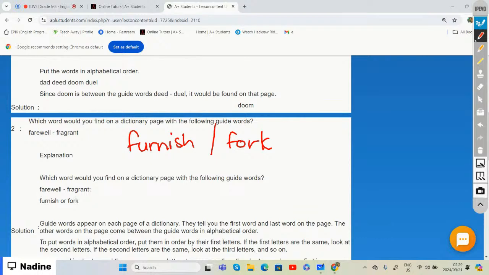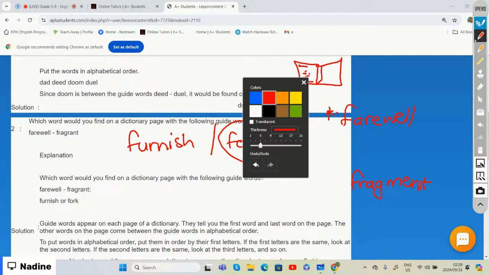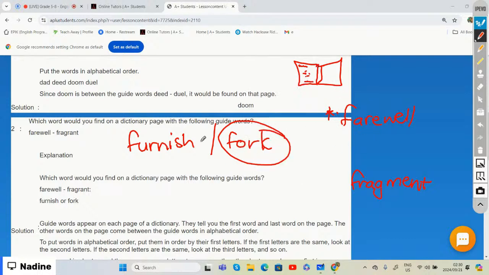So, yes, fork you will find on the same page as farewell and fragment, right? Because remember, farewell is the first word that you will find on a dictionary page. Let's say you have a dictionary, right? This is your dictionary. Now, once you open your dictionary and you go to F, the first word will be farewell, for example. And here, the last word on that page will be fragment with its meaning. If you look at all the other words that you'll find on that specific page, you will find them, of course, starting with an F, but anything that is also between these two words in alphabetical order.